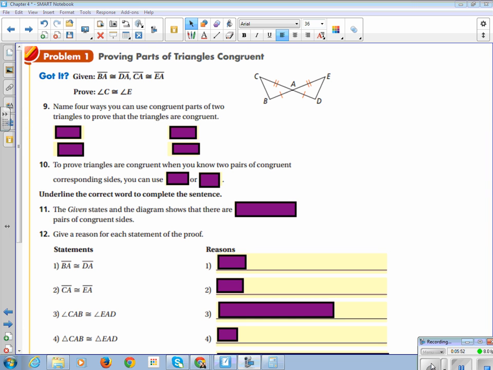All right, so name 4 ways you can use congruent parts of 2 triangles to prove that the triangles are congruent. We can prove it by side, side, side.